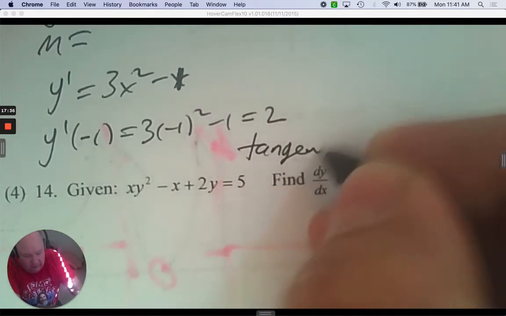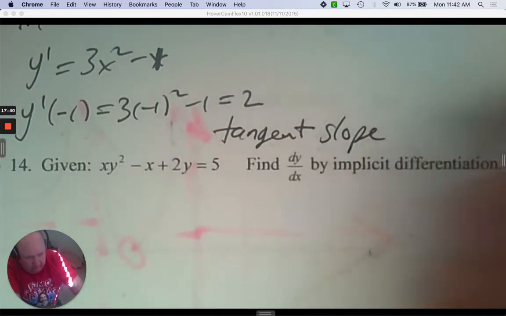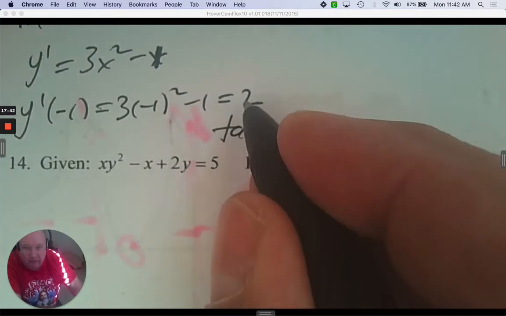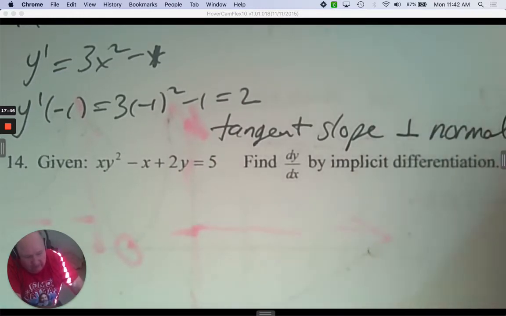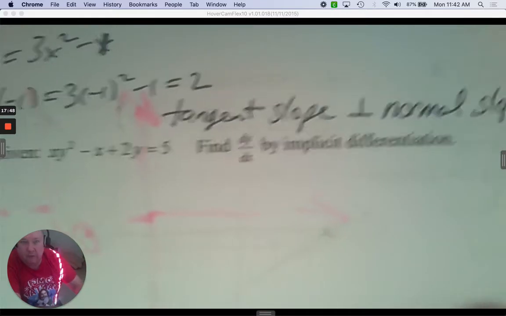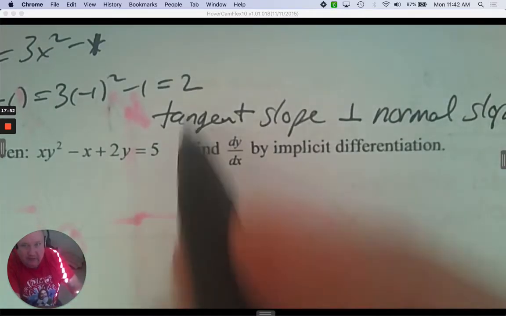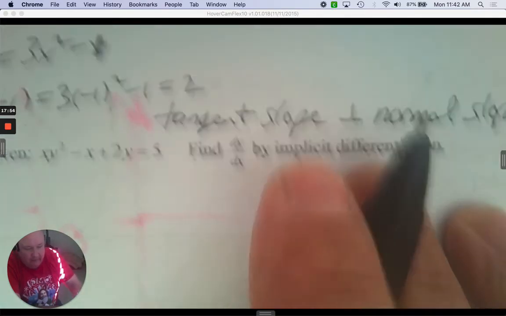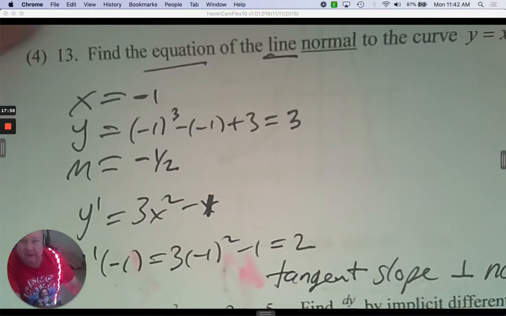What we just found was the tangent slope. So the tangent slope is positive 2. What's perpendicular to the tangent slope is the normal slope. So normal and tangent are perpendicular to each other. So take the tangent slope and do the opposite and the reciprocal. So that's why it's -1/2.